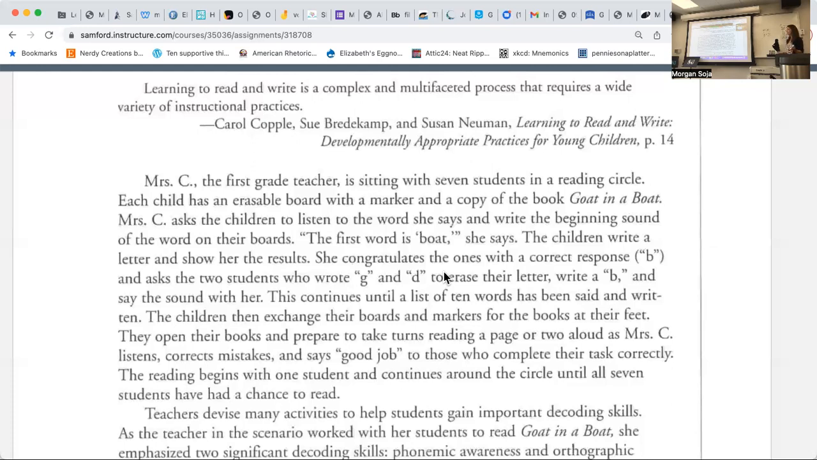The rule is not always true. Gym, why does it make a J sound, that G? And this one makes a G sound. That's a context specific thing. So sometimes our rules are not always true.